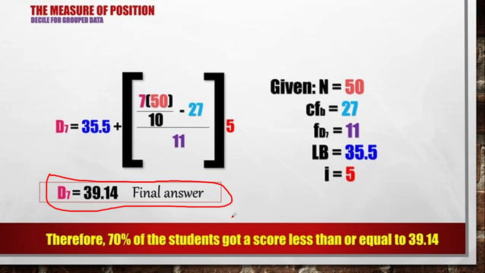So, unsay pasabot ani niya? This means that, therefore, 70% of the students got a score less than or equal to 39.14. Pasabot, since ang ato Decile 7 man, D7, so pasabot na, 70% sa mga estudyante nato ang nakakuha og score na less than or equal to 39.14.